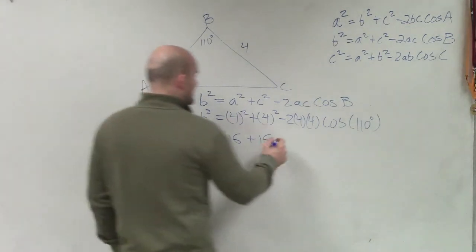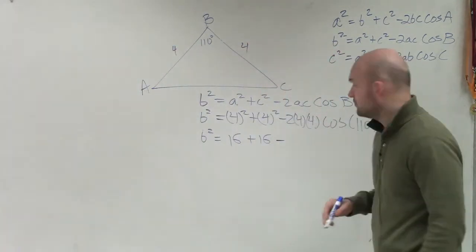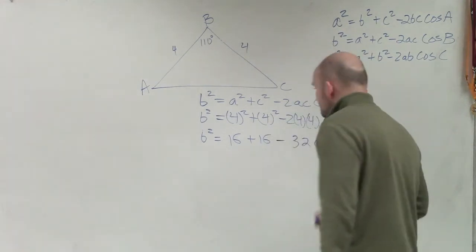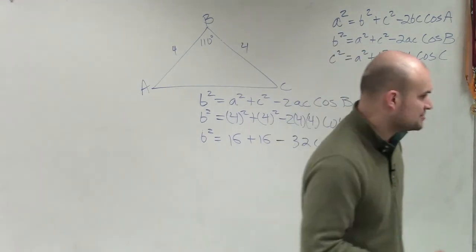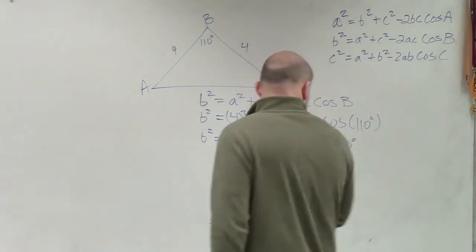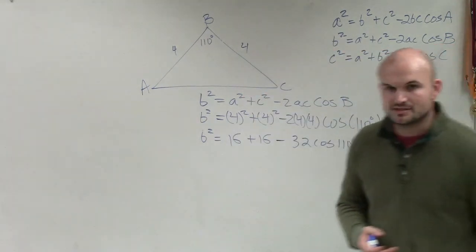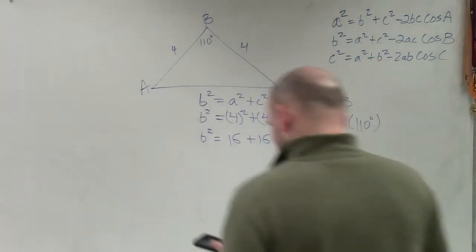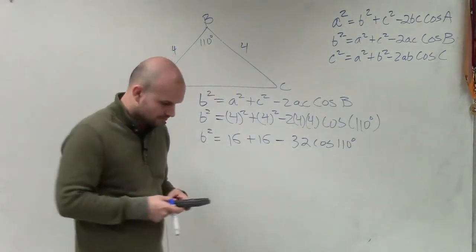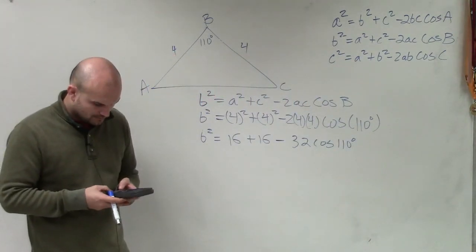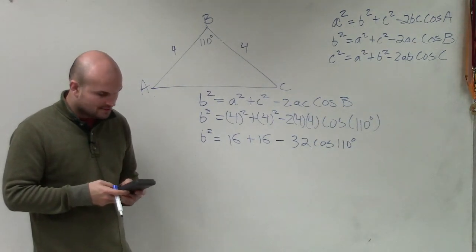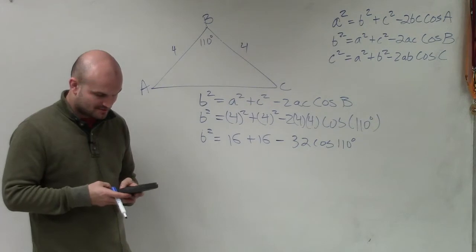Minus 2 times 4 times 4, which is 32, times the cosine of 110 degrees. Now, at this next step, I'm just going to use my calculator to evaluate the rest of this, if I had my calculator, which I guess I do not have.